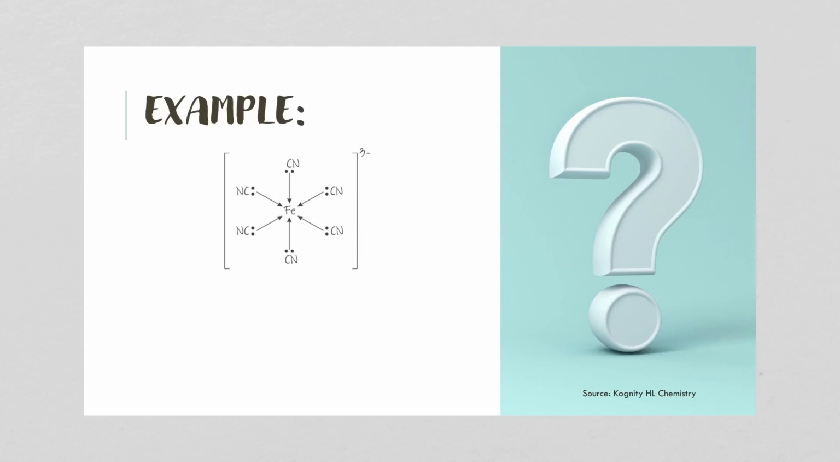We'll write the next example. We have iron with 6 cyanides and an overall 3- charge. The coordination number is 6, and the shape is octahedral.